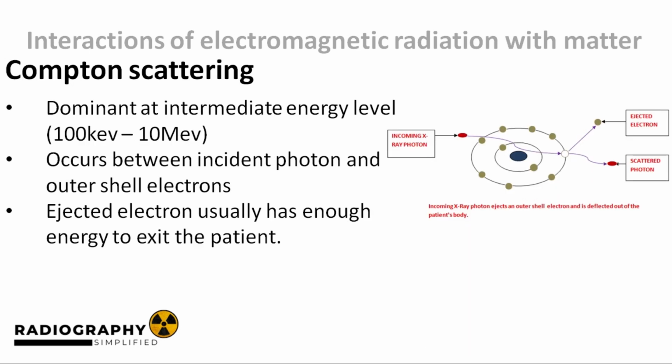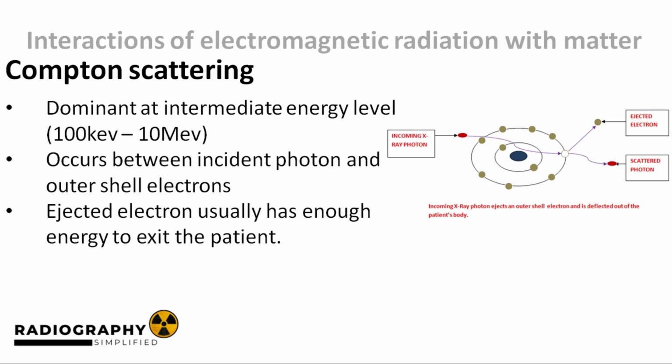As for Compton scattering, it is more likely to occur at an energy level that is above that of the photoelectric effect. The Compton range is 100 kiloelectron volts to 10 megaelectron volts. Compton scatter occurs specifically between incident photons and outer shell electrons of an atom. Because outer shell electrons are lightly bound, when an X-ray photon collides with one of them, the electron is ejected and the photon changes in direction. This electron has enough energy to exit the patient.